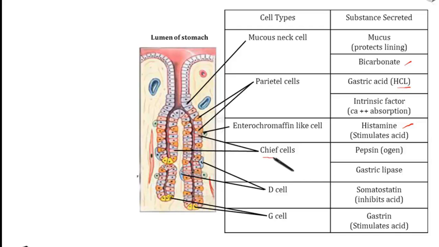The chief cells are mainly secreting the pepsinogen, which is an inactive form, later converted into active pepsin. They also produce gastric lipase. So a gastric juice contains protein digesting enzyme and lipid digesting enzyme. Apart from this, there are endocrine cells, and D cells produce the somatostatin, whereas G cells produce gastrin. This gastrin is mainly responsible for activation of all other types of cells. They can activate D cells, chief cells, chromaffin-like cells, parietal cells, and neck cells. Together, it is called gastric juice.